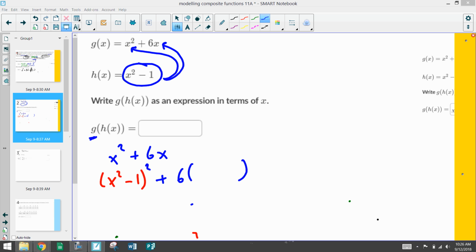All right, stay focused. So 6x. You're seeing here, 6 times x. So whenever you see x, you plug in the entire second function, which is x squared minus 1. Let's do the color code. X squared minus 1.